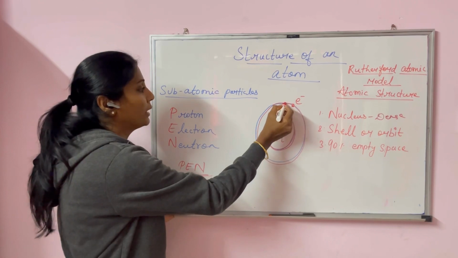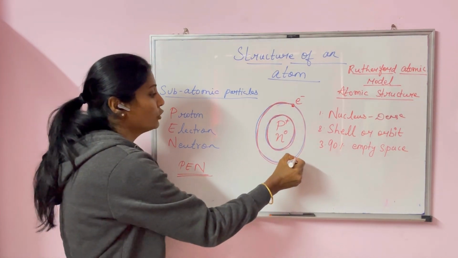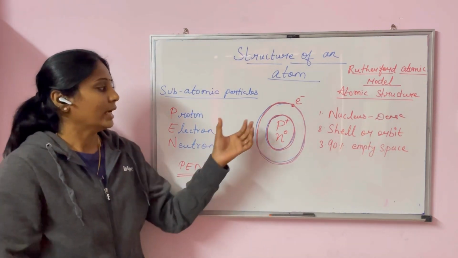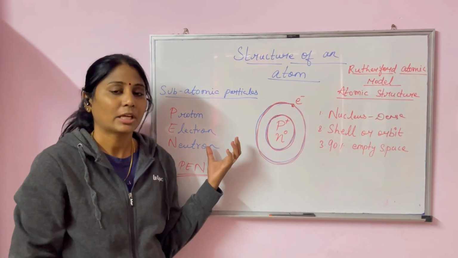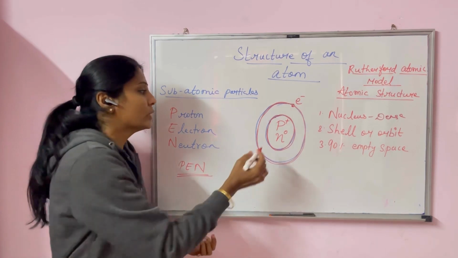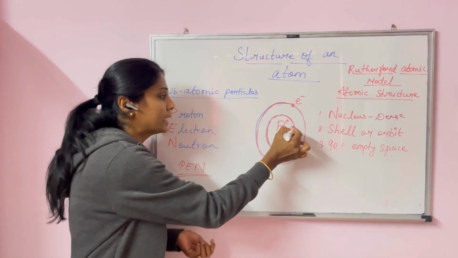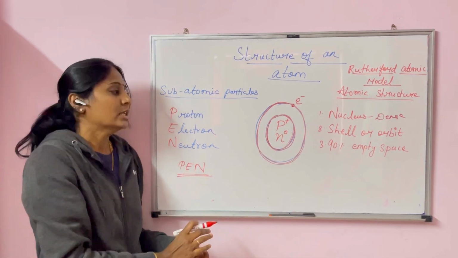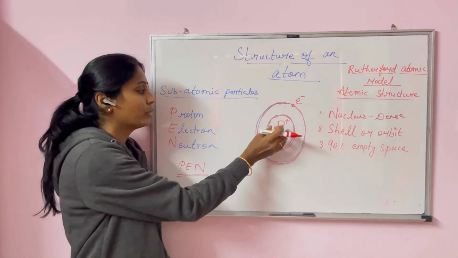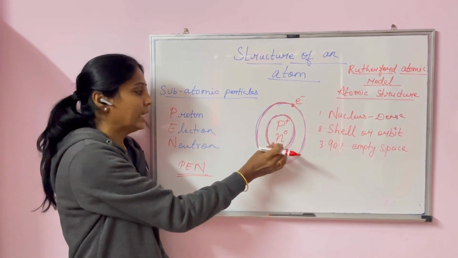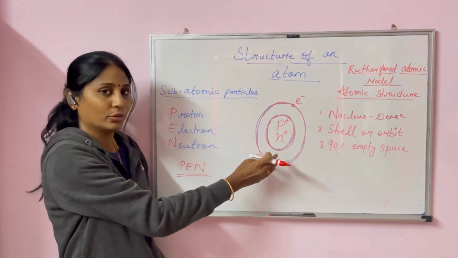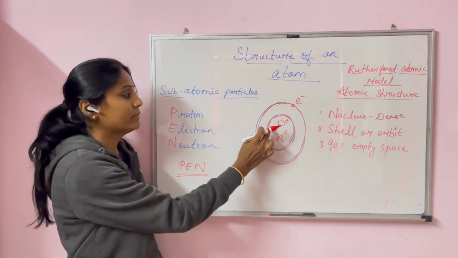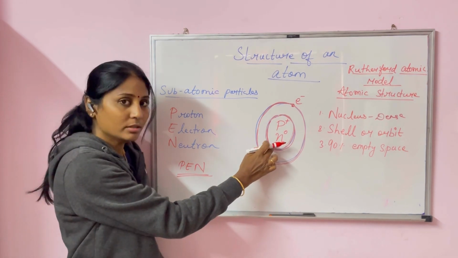The circular part we call the outermost shell or orbit. So in this area only the subatomic particles get occupied. Inside the nucleus, the subatomic particles protons and neutrons are present. Inside the nucleus only, the protons and neutrons are present. They never come outside of the nucleus. So inside the nucleus, what subatomic particles are present? That is, one is proton and the other one is neutron.